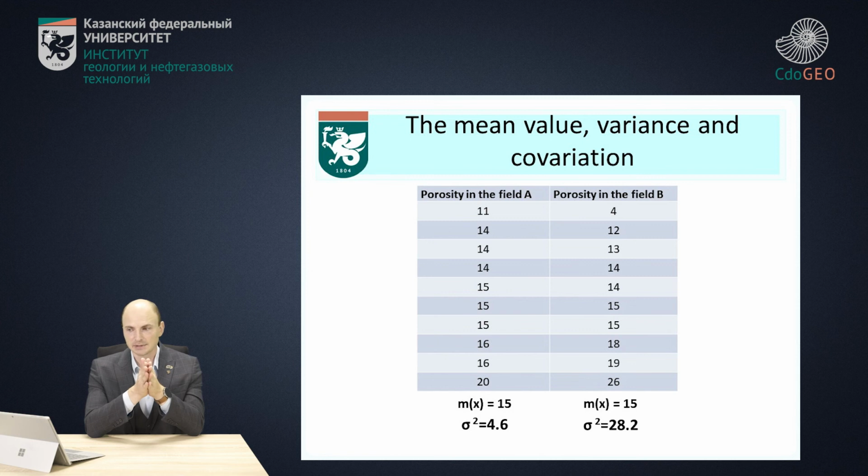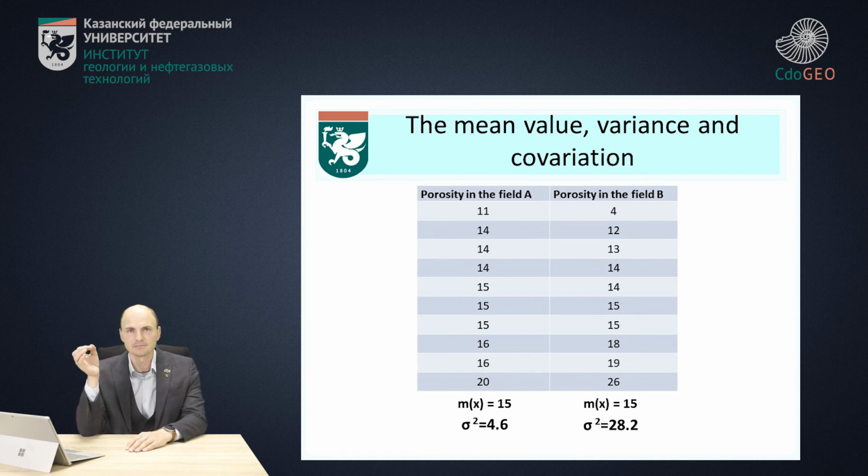Let's show it on an example. Imagine that we got two fields with 10 wells drilled with different porosities. In case of field A, our average value is 15. And in case of field B, we get an average value of 15 as well. But our variance in the first case is 4.6, while in the second case it's 28.2. But what does it mean? Let's look at the example.